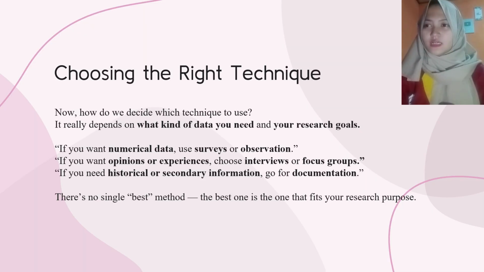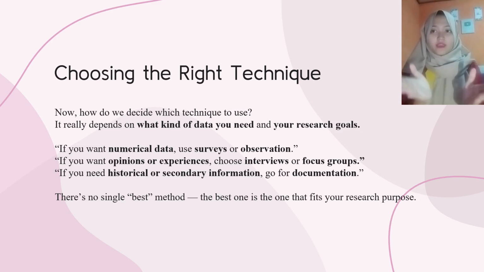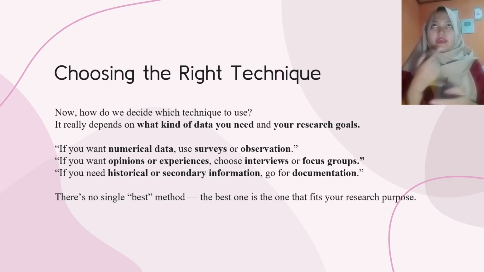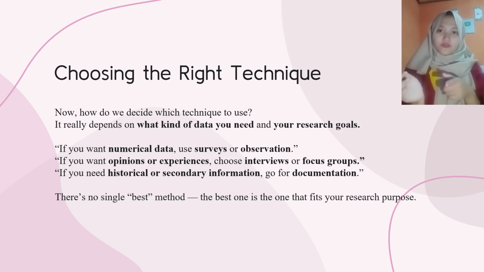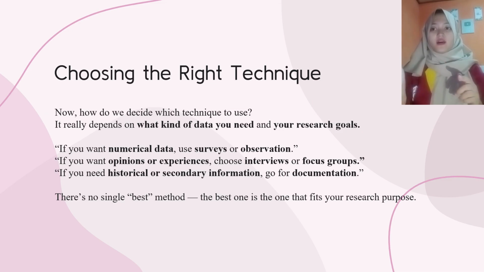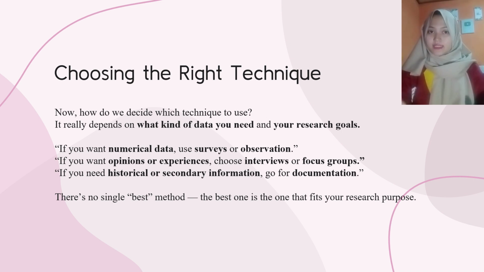So we come to choosing the right technique. Now, how do we decide which technique to use? It really depends on what kind of data you need and your research goals. If you want numeric data, you use surveys or observations. If you want opinions or experiences, choose interviews or focus groups. If you need historical or secondary information, go for documentation. There's no single best method. The best one is the one that fits your research purpose.